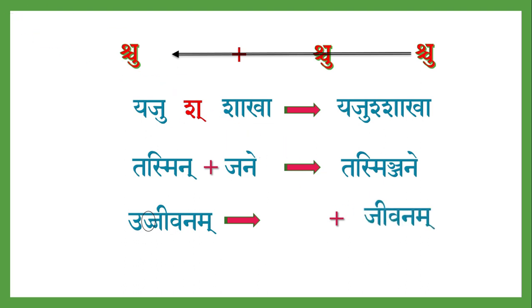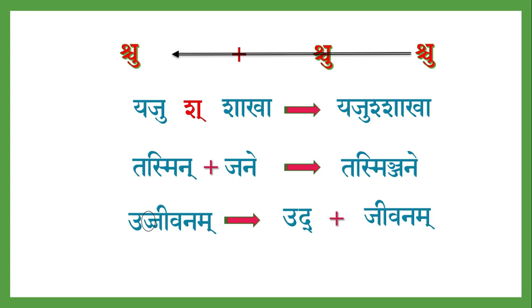This is the point where we have to pay attention. The first letter ja that is shown here is removed and its corresponding counter letter from these two groups must be added. Which letter is that? Yes, it's the letter da. So the split words are ud plus jivanam.